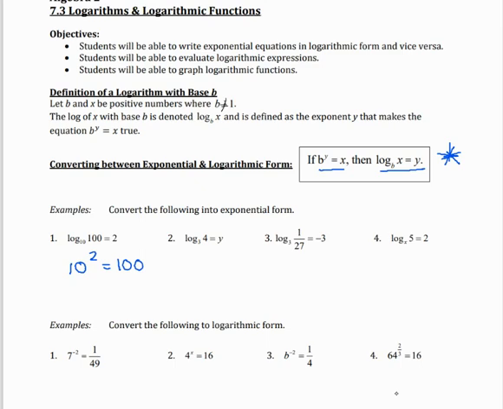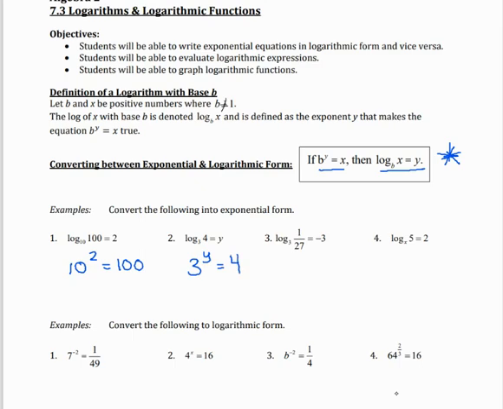So again, our base b becomes the base of the exponent. What I'm taking the log of in our original, x, is what the exponential equals. So I took the log of 100, and that equals the exponential. And then what the log equals becomes the exponent. Let's do another one. Log base 3 of 4 equals y. So my base will be 3. The exponent is what the log equaled, and that equals 4.